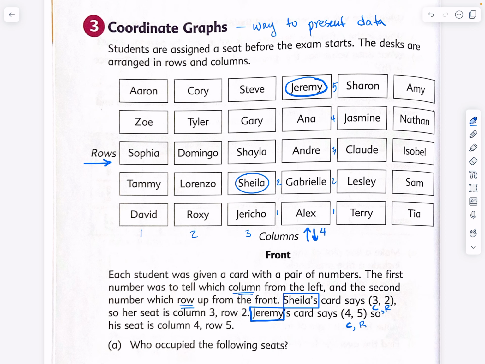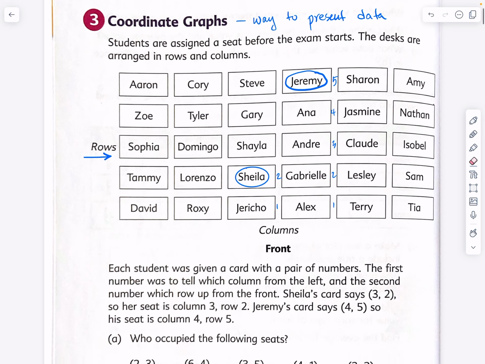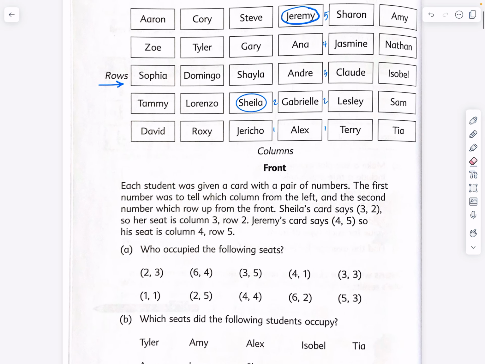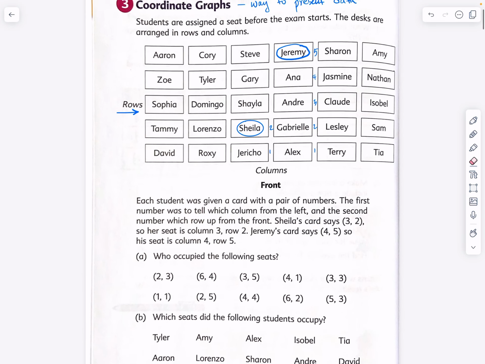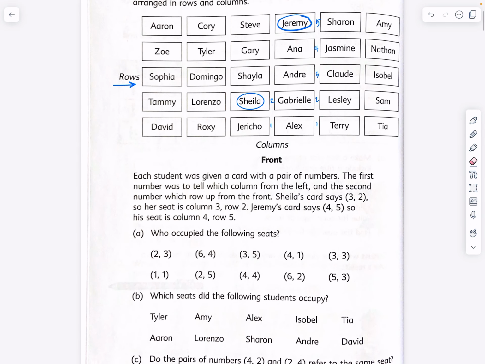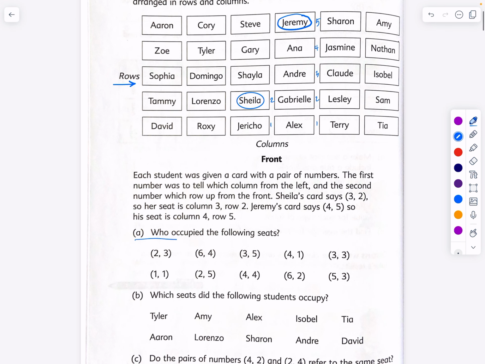Okay, so I hope we will practice a little bit more how to navigate this particular grid of rows and columns. So let me clean things up a little bit and let's clean up the numbers. So again, rows go left to right and columns go up and down. So who occupied the following seats? I'm going to do only a part of this assignment, assignment A, and you, my friends, can pause the video and complete the remaining numbers.